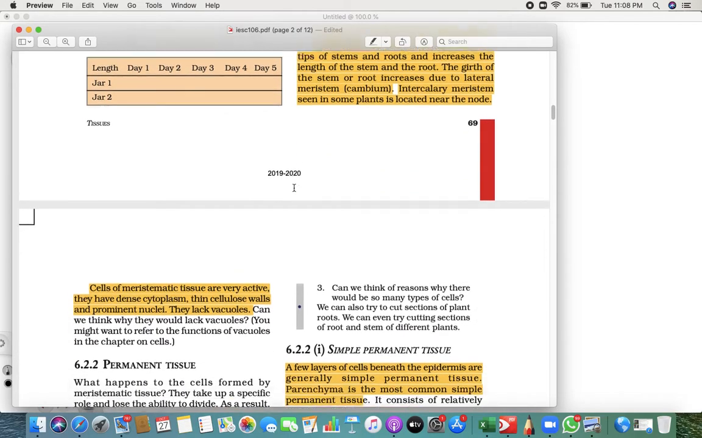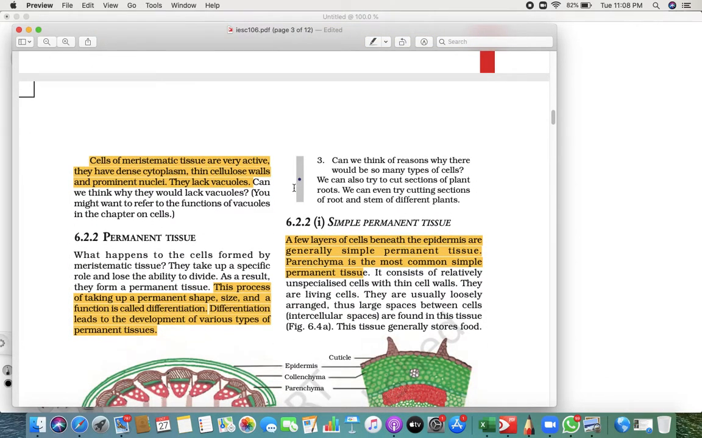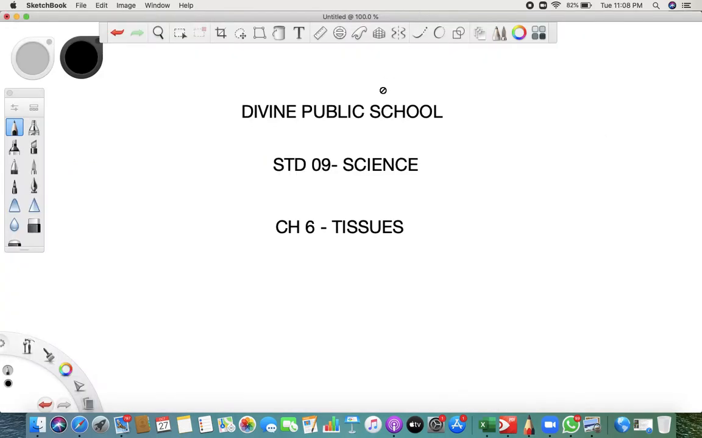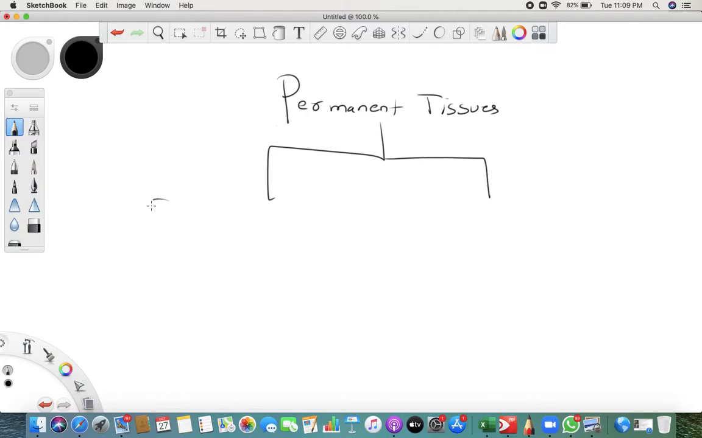Now, the next thing we are going to learn is permanent tissue. Permanent tissue is classified into two, right? Permanent tissues are classified into two. Let me show you. So basically we are talking about permanent tissue. Now it is classified into two. One is simple permanent tissue, right? And the other is complex tissues.